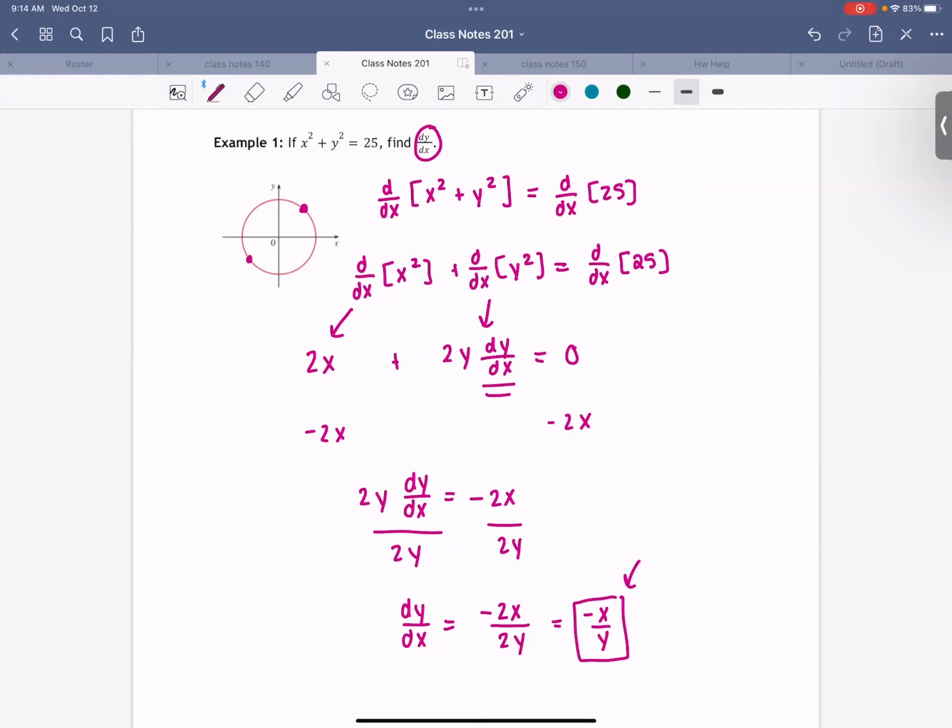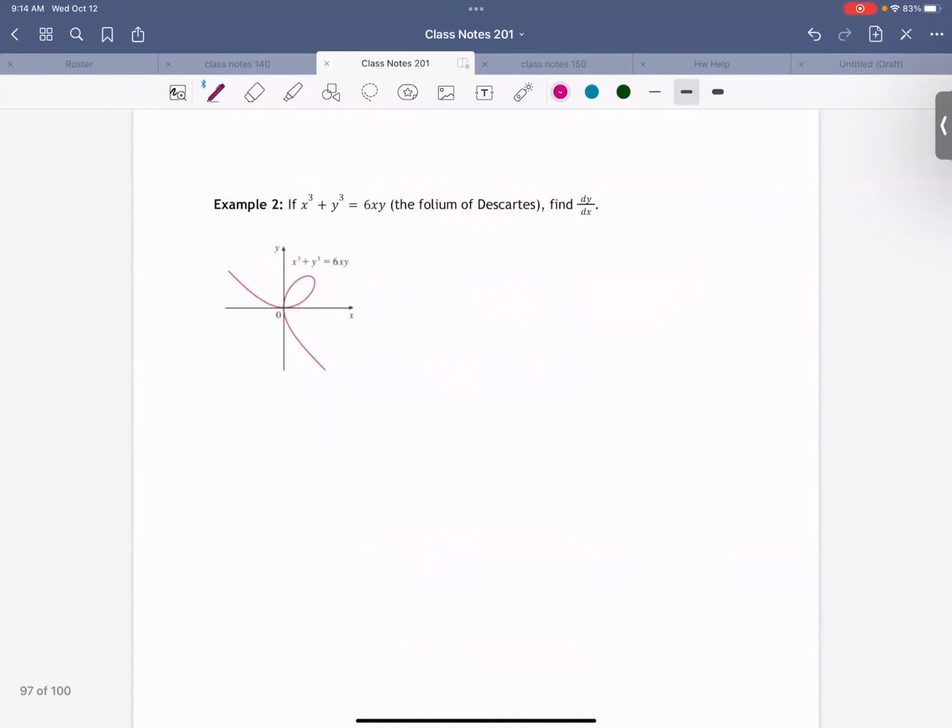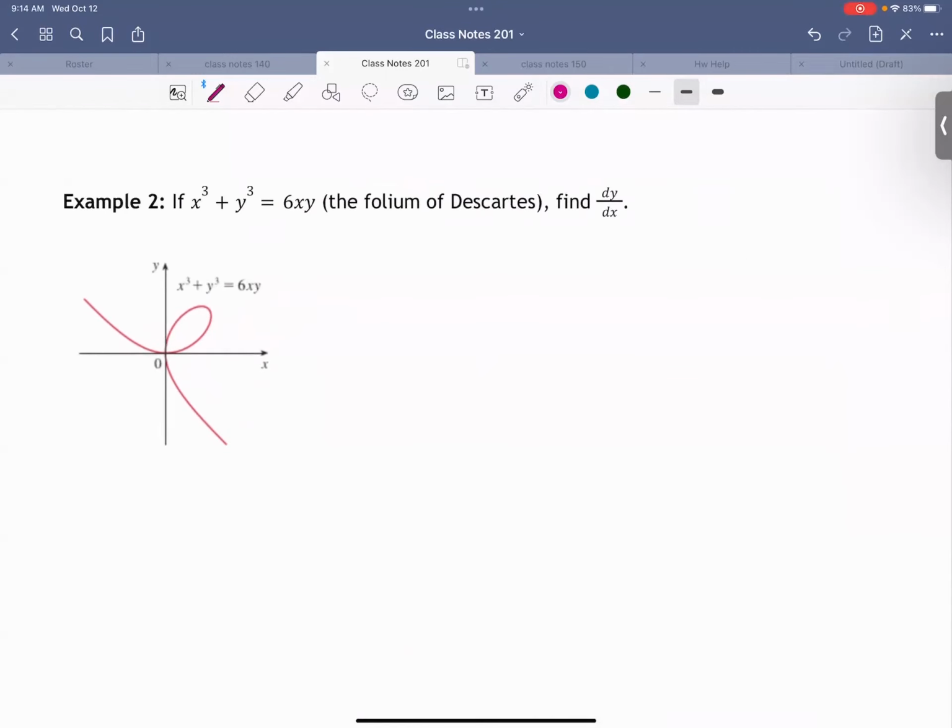I'm going to do a little bit more of a complicated example. If we flip our page, we'll get x cubed plus y cubed equals 6xy. Okay. Now, the fun thing about these sort of graphs with implicitly defined functions, since they have the weirdest looking graphs, a lot of them have names because they're kind of more useful in real life. This one is called the folium of Descartes, which is interesting and cool to say. Let's find the derivative of this one.